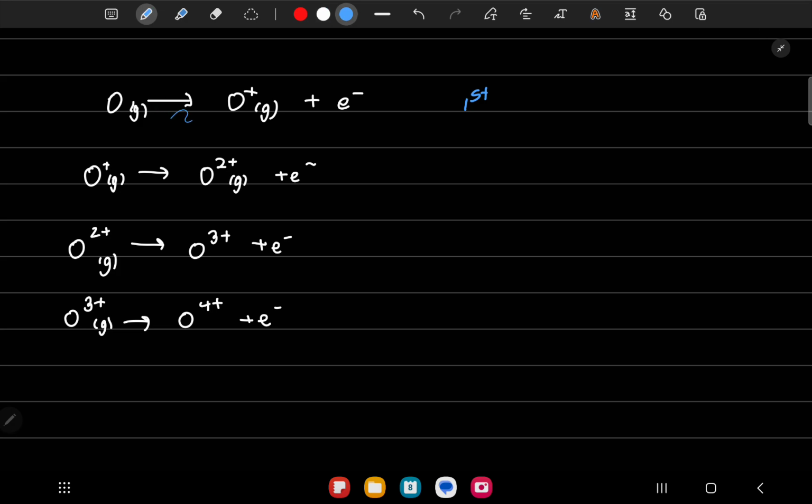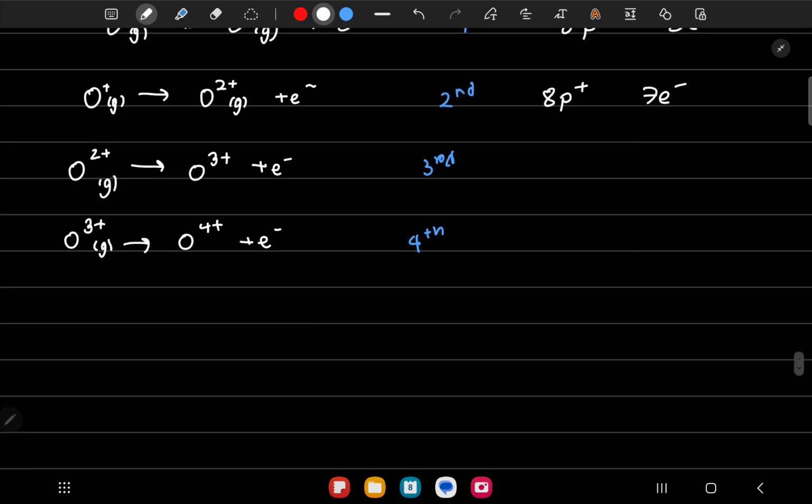Now if I think about what's going on in successive ionizations, between the first and second, the oxygen is becoming more positive. In this case there were 8 protons for 8 electrons. Now there are 8 protons for 7 electrons, and if we go on, 8 protons for 6 electrons. We are not removing any protons here, we are just removing electrons. So in this case we have 8 protons and 5 electrons.